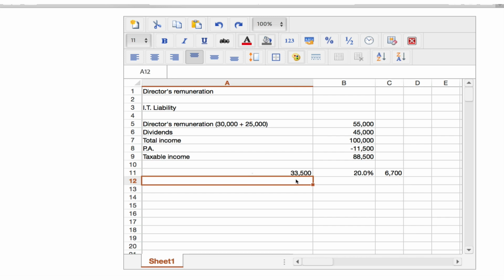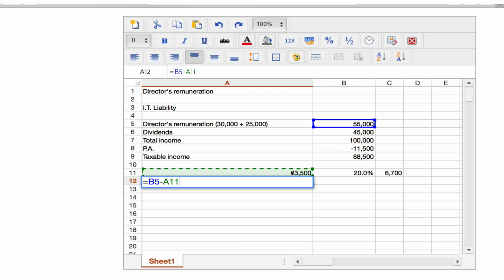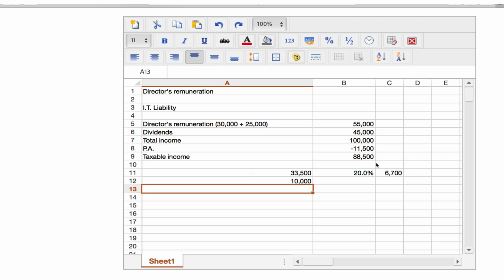Now, what of my non-savings income, my remuneration, will be taxed at the higher band? Well, we had $55,000. We have already taxed $33,500, and of course, my personal allowance is first deducted from non-savings. So I will have $10,000 at the higher rate of 40%. So let's see what tax is paid over there. It's going to be like this.